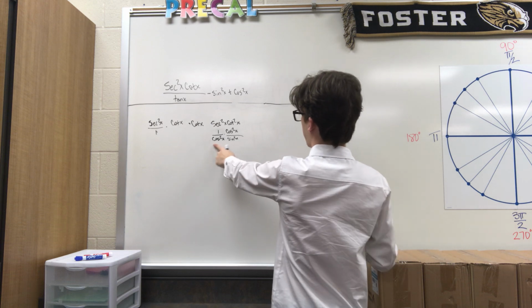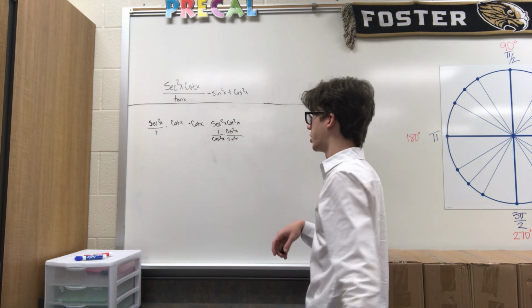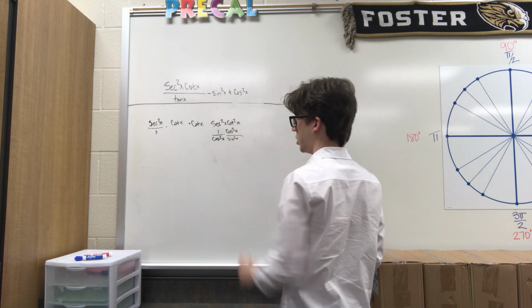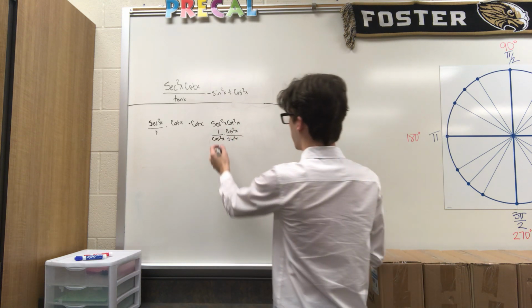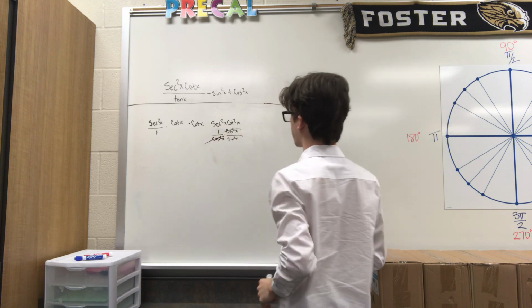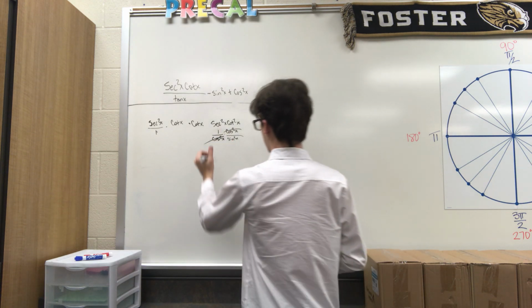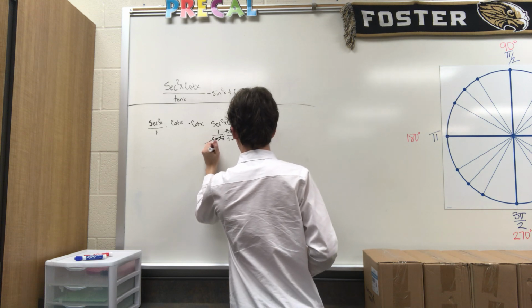We can see how we have the two cosine squareds in the different parts of the fraction, one in the numerator, one in the denominator, so we can go and cancel those out. Again, leaving us with 1 over sine squared of x, which is cosecant squared of x.